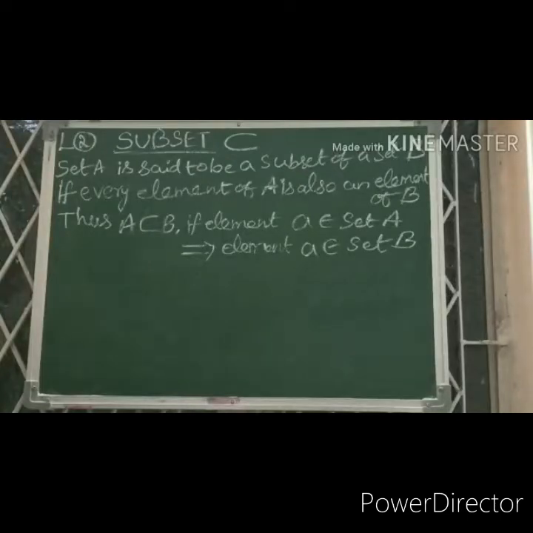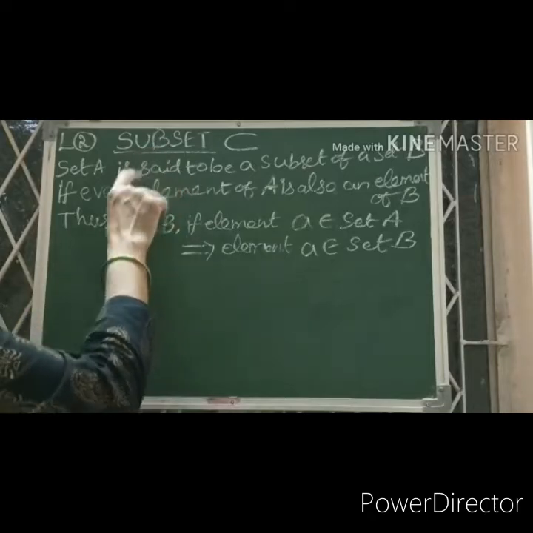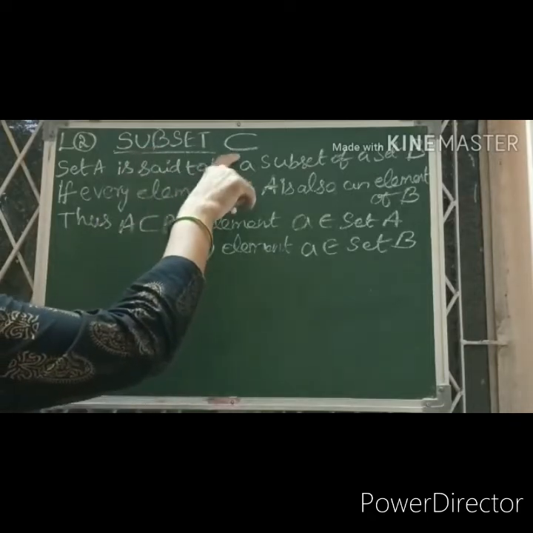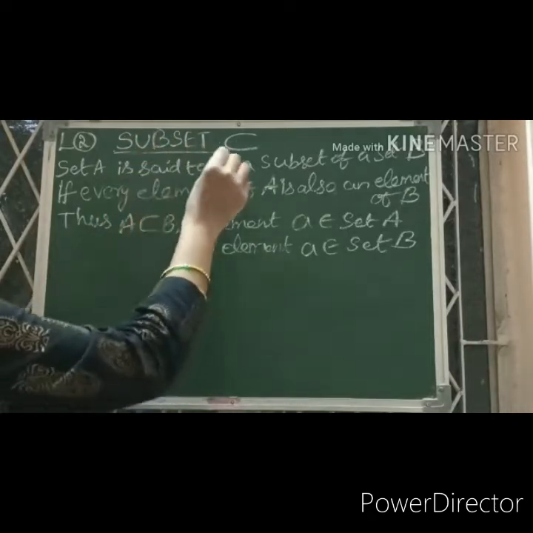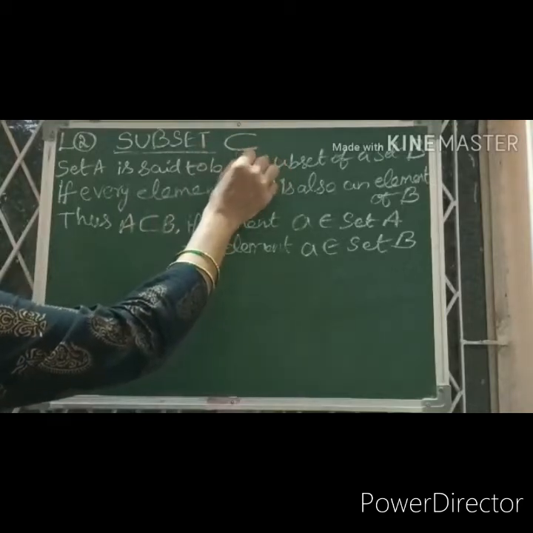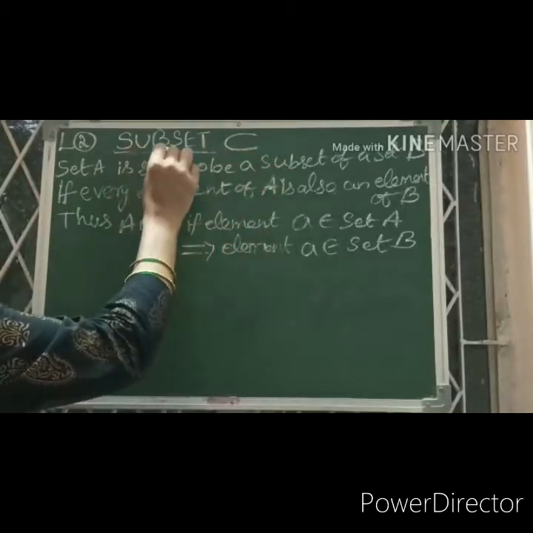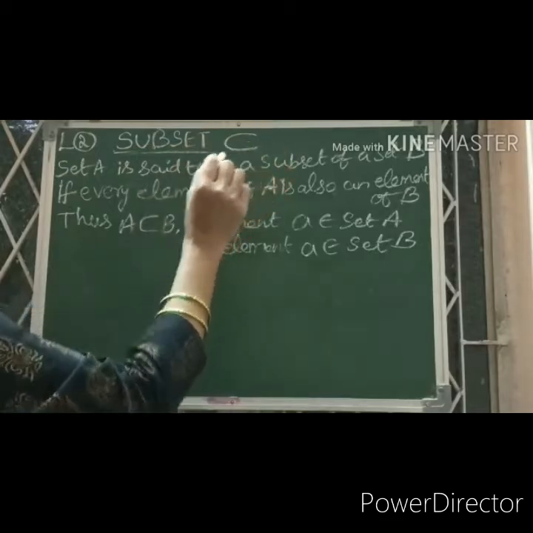See now, you are going to study about subset. Subset, I'll explain. What is this? This is the symbol of subset. If you write like this, this is the symbol. Instead of writing "subset of", you can write this symbol.